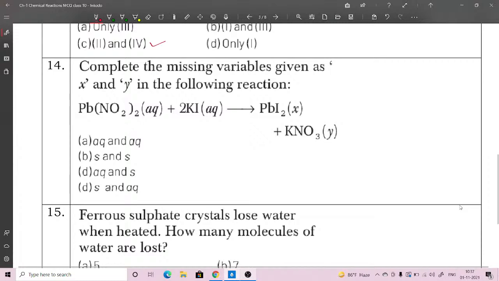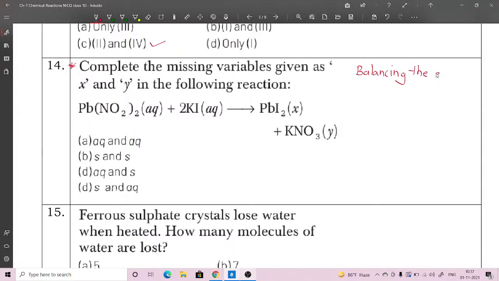Let us move on to question number 14. Complete the missing variables x and y in the following reaction. Again, another example with balancing. As I already told you, this is a very common question in this chapter, that is balancing the given equations. Here you should be very perfect in balancing the equation, and you need to do a lot of practice. Let us try to read the reaction.